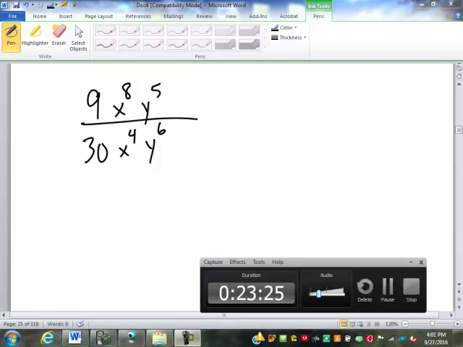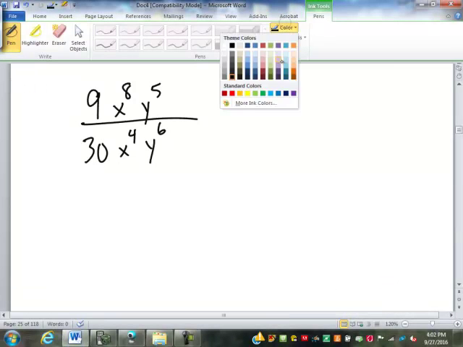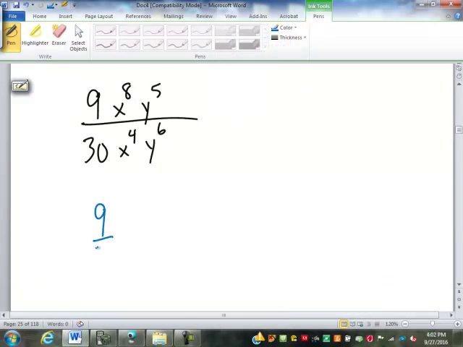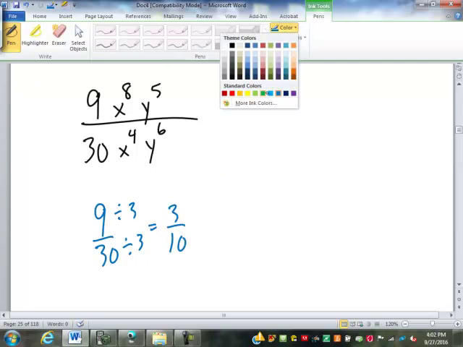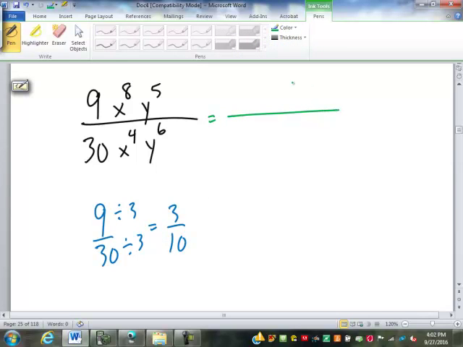Try that one in your notes, quick. So for the numbers, 9 over 30, what can both of those be divided by? 3. Give me 3/10. Can I reduce that any further? No. So the numerical part of my answer is 3 on top, 10 on bottom.